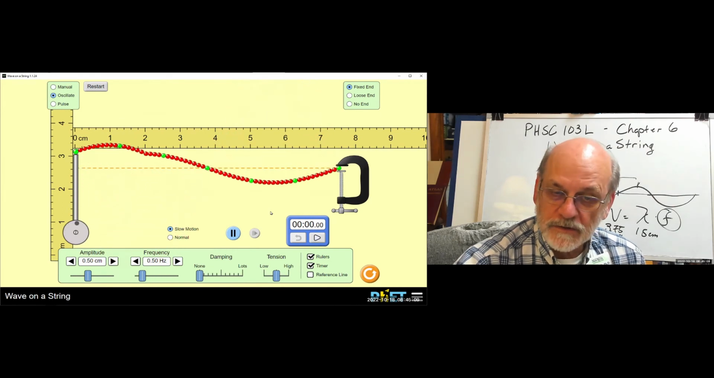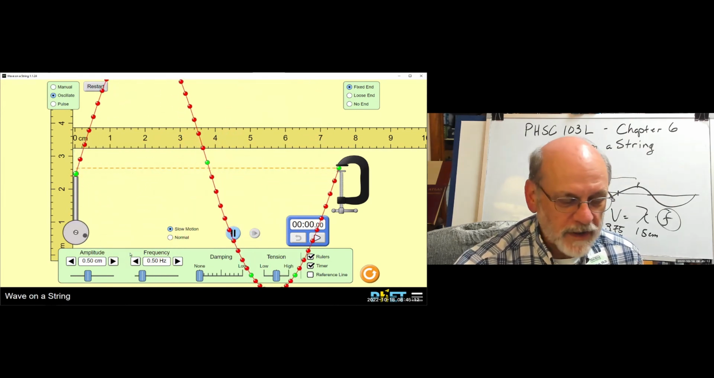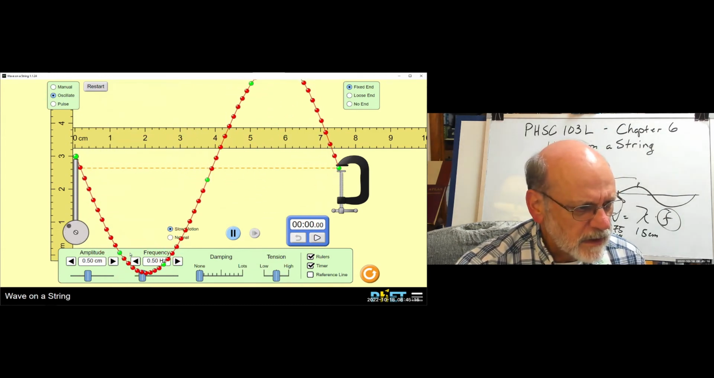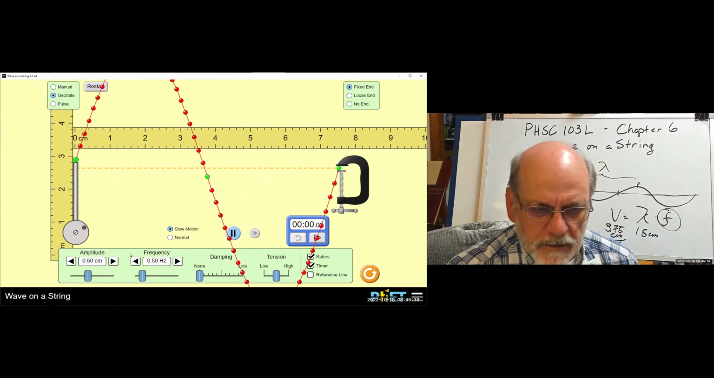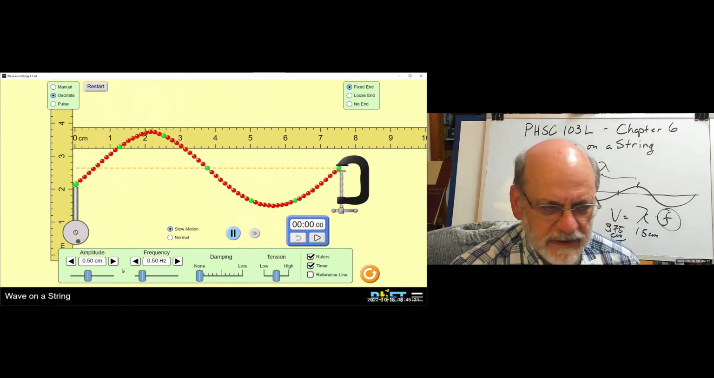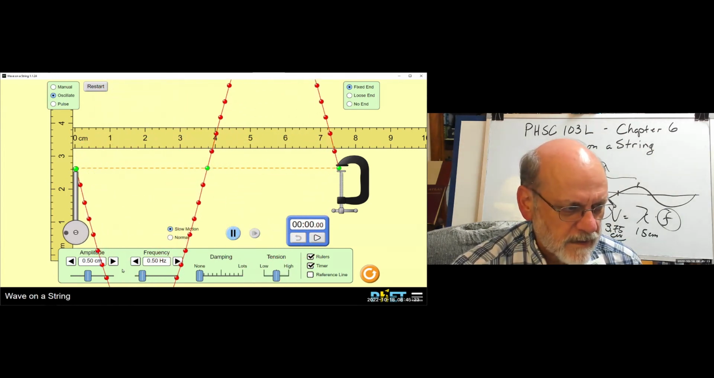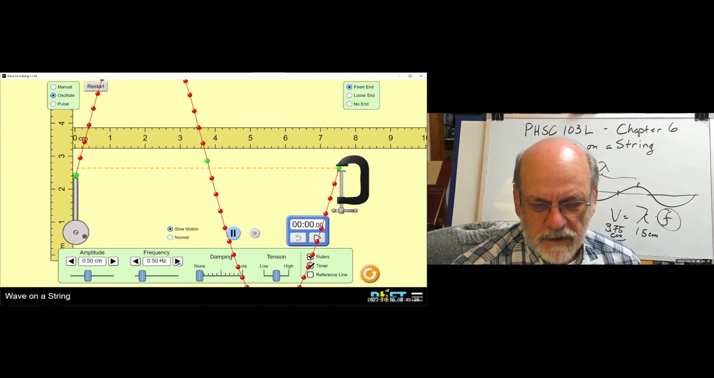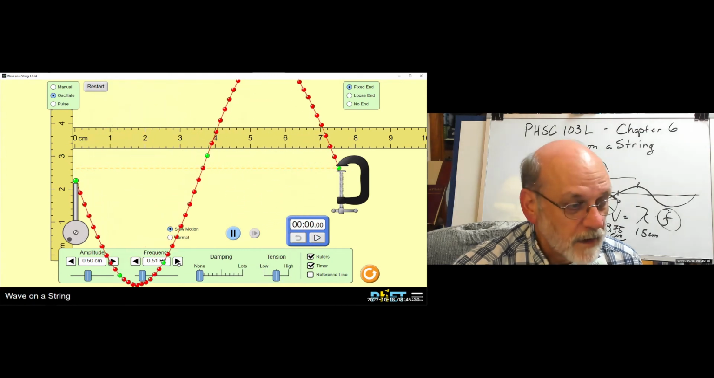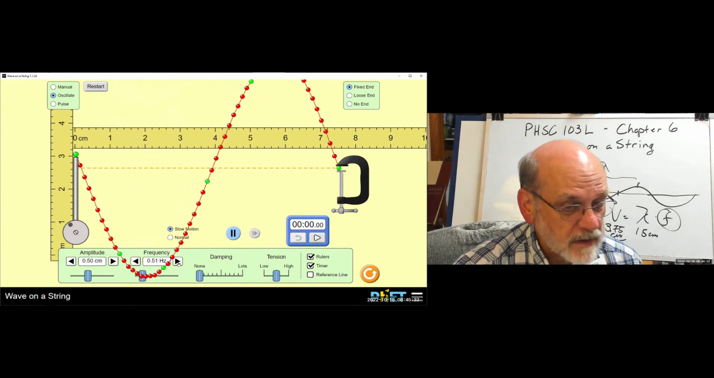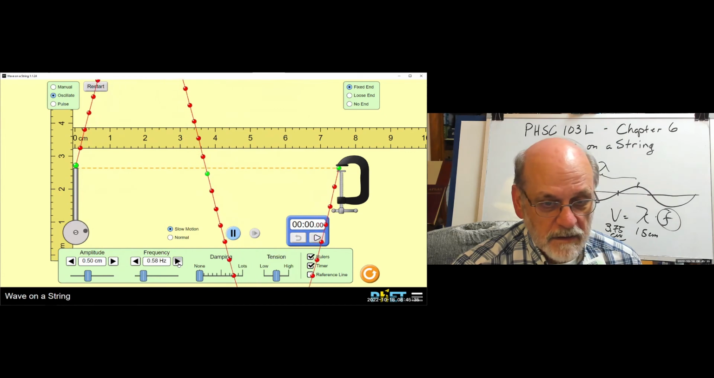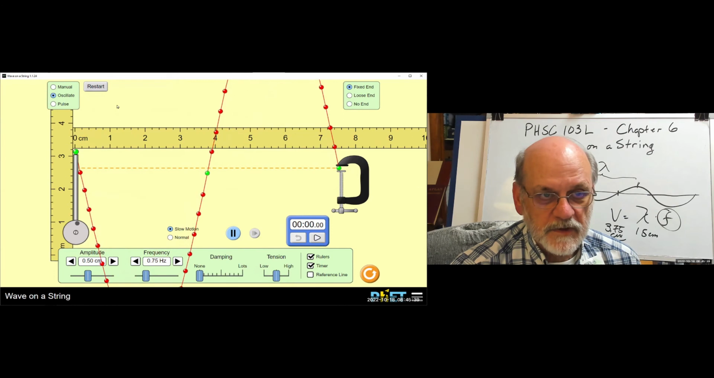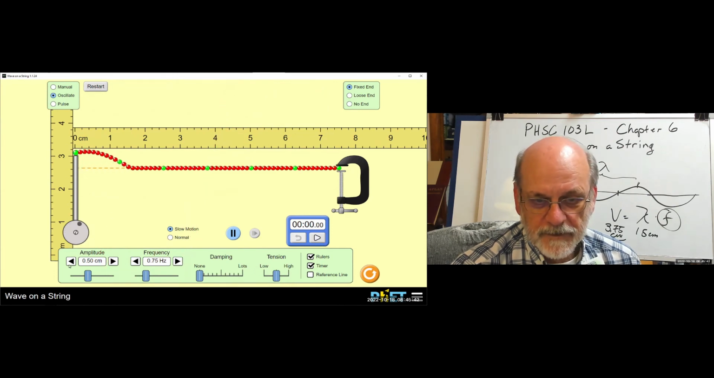How about the third? What if we did a third? Well, in order to do that, we would need to, let's see, we would need to change the frequency, I believe. Yeah, change the frequency. Okay, the frequency should be that one. So let's start it over again. Let's see if it works.